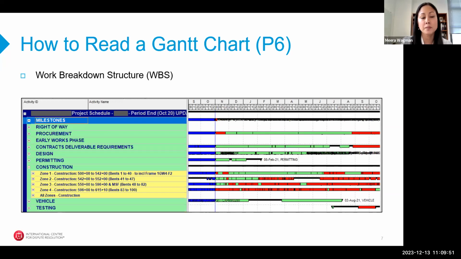On the left, what you see are what we call WBS or work breakdown structure categories. So when you have schedules with thousands and thousands of activities, you really need to group them into more manageable pieces. There's many different reasons for how a project may want to group these activities. But for instance, here, this example shows milestones as a summary, then you go into procurement, early works, down to design, and then construction. And then within construction, you can have subcategories. In this project, it was by area, physical area of the project.